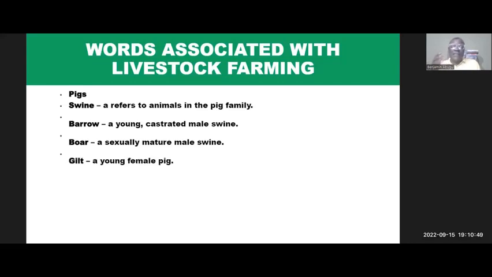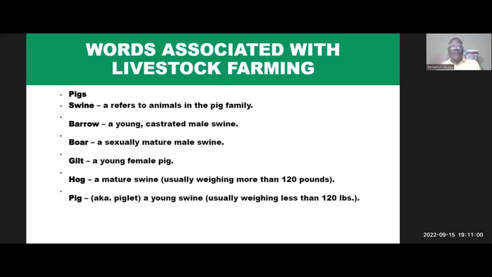Then the gilt is a young female pig. And the hog is a mature swine, usually weighing more than 120 pounds. Then, of course, you have the one you call pig or piglet. It's a young swine, usually weighing less than 120 pounds. Then the one we call sow is a mature female swine, okay?